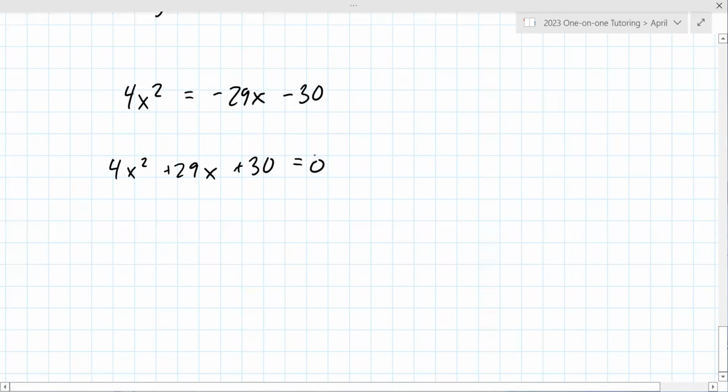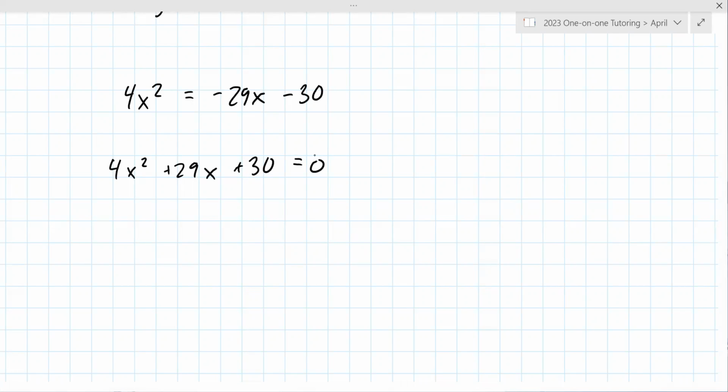Same kind of problem. 4x squared equals negative 29x minus 30. Yeah, it's the same thing here. You're going to move everything to the left because you want your leading x squared to be positive. That's really important. So go ahead and work this one out, please.